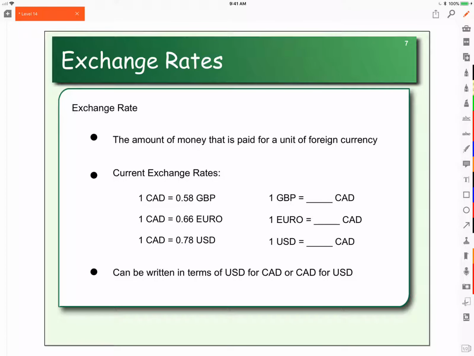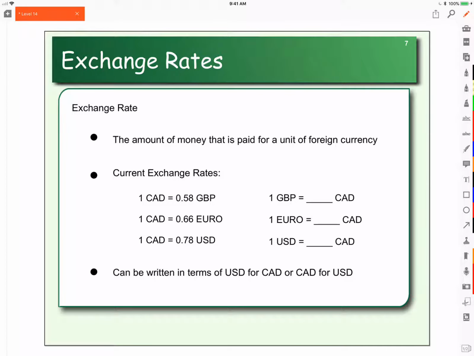So we demand money for tourism, for trade, for financial investment, and for speculation, which means we need to know how much our money is worth in terms of foreign money. So what's the Canadian dollar worth in terms of US dollars, for example? Well, once you find the exchange rate for, say, 1 Canadian dollar into however many US dollars, you can then find how much a US dollar is worth in terms of Canadian dollars. So they can be written either way.